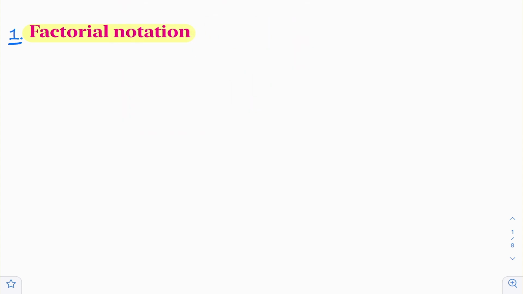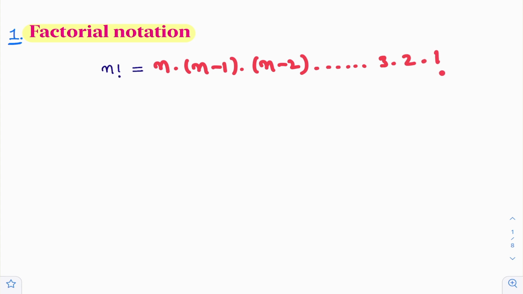Factorial notation. What is n factorial? N factorial is defined as the product of first n natural numbers. Simply, we will write like this: n into n minus 1 into n minus 2 into and so on into 3 into 2 into 1. You can observe these are product of first n natural numbers.